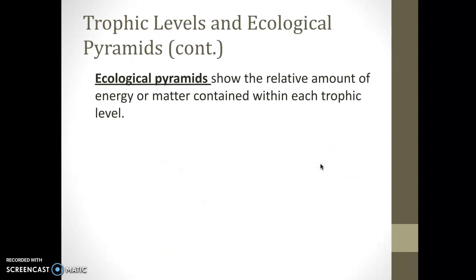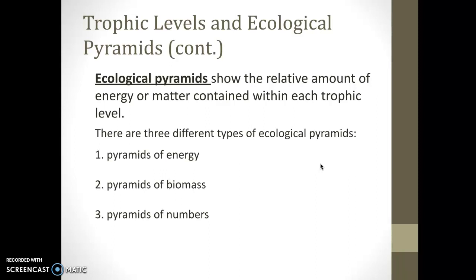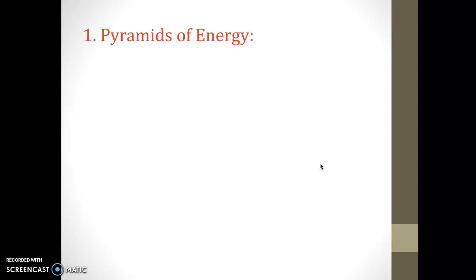And so ecologists have come up with different types of ecological pyramids that show the relative amount of energy or matter that's found within each trophic level. And so over the years, we've developed three different types of ecological pyramids: a pyramid of energy, a pyramid of biomass, and the pyramid of numbers. And so in your note guide, we want you to get a little bit of information down about each one of these, and then we're going to ask you to do a lab activity. And so the first pyramid is the pyramid of energy.